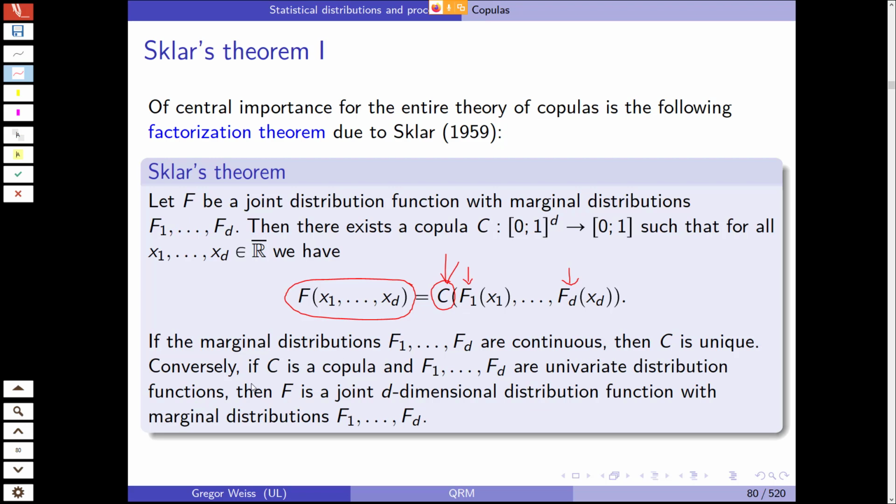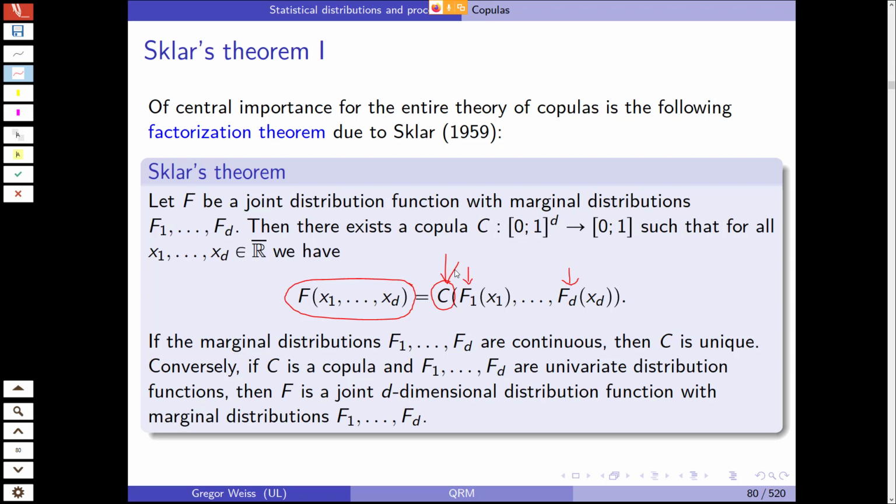unique. And conversely, if C is a copula and F1 up until Fd are univariate distribution functions, then F is a joint d-dimensional distribution with marginal distributions F1 until Fd and a dependent structure that is captured by the copula C. And this gives you a factorization. It gives you a representation of any continuous joint distribution. The joint continuous distribution consists of two parts: C, the copula, which captures the dependent structure, and the margins F1, F2 up until Fd. And if everything is continuous, then C is unique.